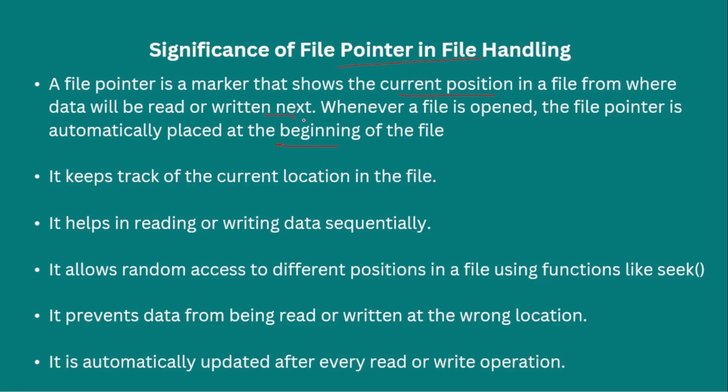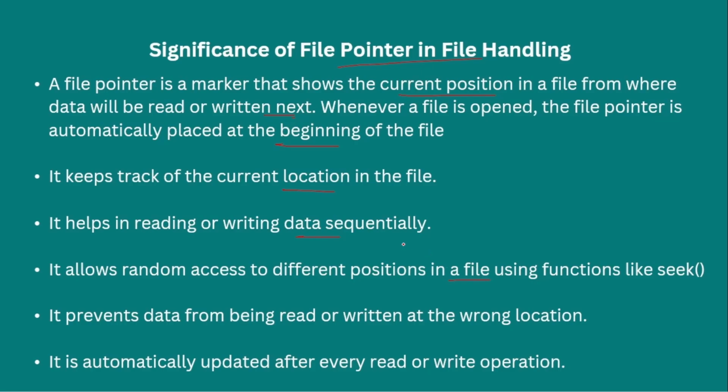So the position in a file from where the data will be read or written next, that is what is shown by the file pointer. It keeps track of the current location in the file. It helps in reading or writing data sequentially, right? It allows random access to different positions in a file using functions like seek.